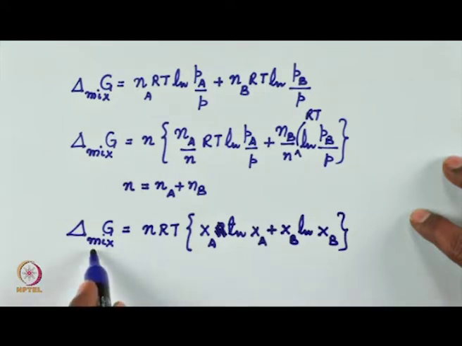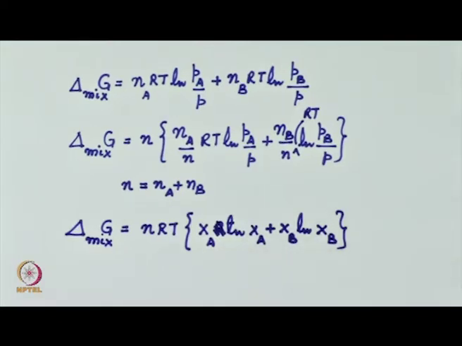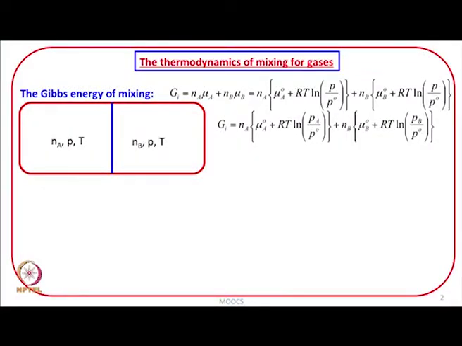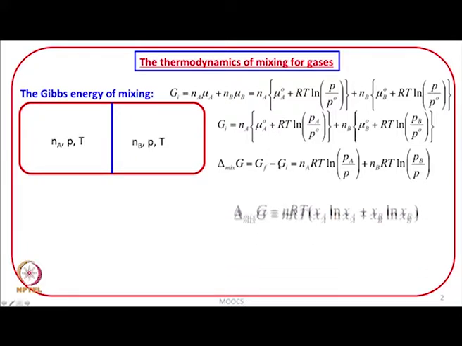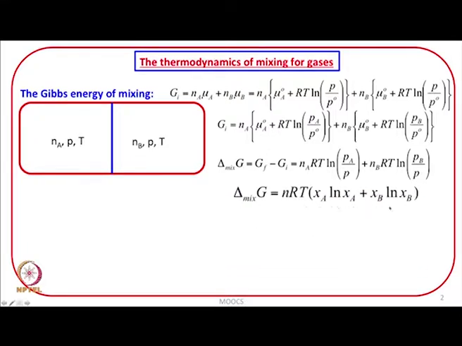What I have, delta G mixing is nRT XA log XA plus XB log XB. Let us take a look at now the figure that we have derived. This equation, delta G mixing, we derived by taking the difference of G final minus G initial. Delta mixing G is equal to nRT XA log XA plus XB log XB.